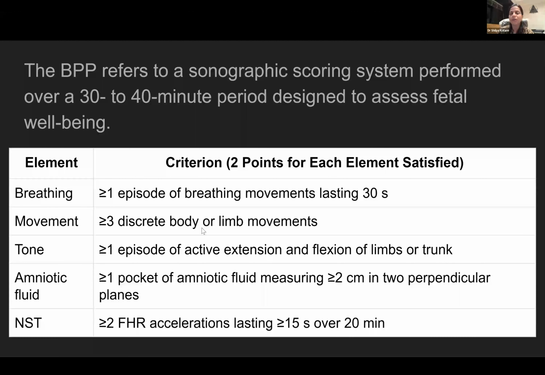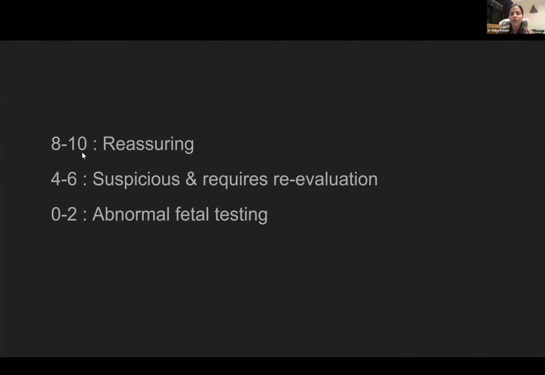How do we interpret? What is good and what is bad? Any score of 8 or above is good. Any score below 4, you need to worry about the baby. If the score is 8 to 10, it is reassuring: there is no fetal asphyxia, acid-base status is good, the fetal well-being is good. If the score is 4 to 6, it is suspicious and requires reevaluation. If the score is 0 to 2, it means abnormal fetal testing and we need to intervene. So biophysical profile, everyone should know.